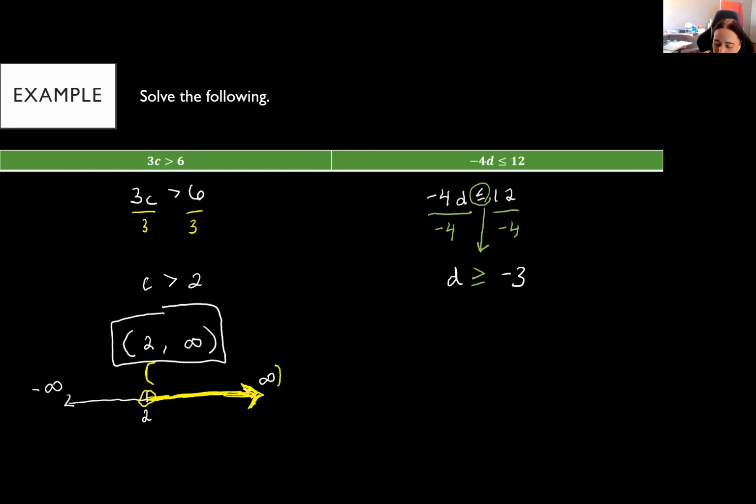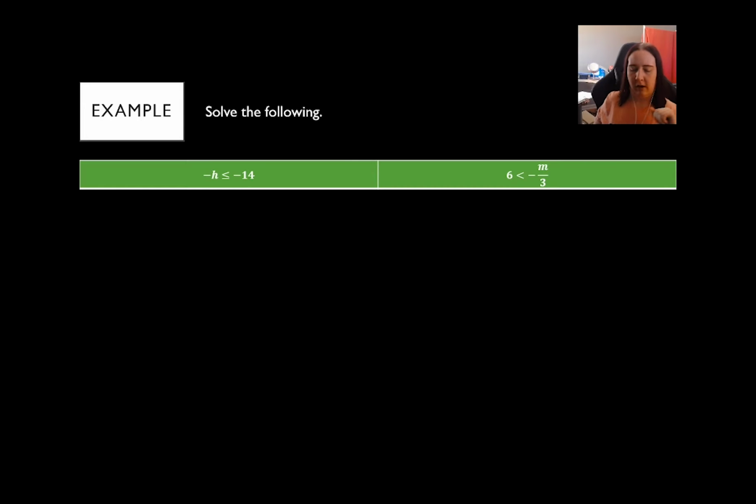So when we write our answer in interval notation, we have a bracket, negative 3, comma, infinity. So we're always writing it from left to right, smallest number, and then the largest number. So are there any questions so far? Okay, so let's look at these next examples.